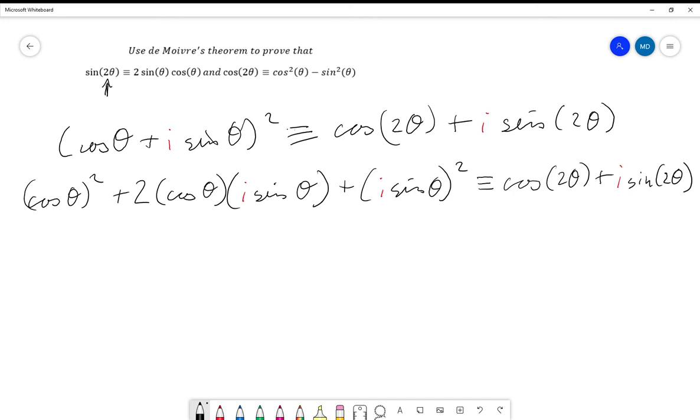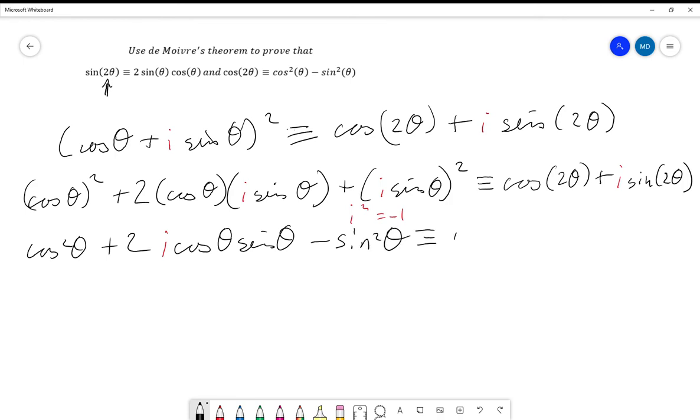Now let's expand out this left hand side, make it a little bit nicer. We're going to end up with cosine squared theta plus 2i cosine theta sine theta. And then i squared is minus 1, and so when we're squaring this, we're going to get minus sine squared theta. And that's still cosine of 2 theta plus i sine of 2 theta.